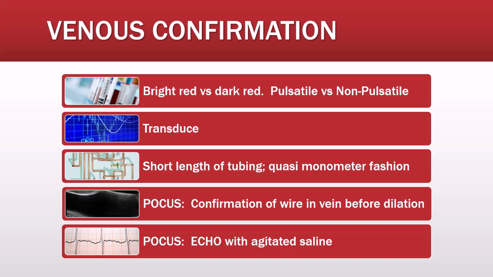Next, we could actually transduce off the needle of your insertion site. This is cumbersome and time-consuming. The equipment is not always available in the room when you need it. An alternative to this technique, which is more feasible, is what I would refer to as a quasi-manometer technique. Anesthesiologists have been doing this for many years. They take a 10 to 15 centimeter pressure transducer tubing found within their central line kit. They pre-flush it with normal saline. They attach it to their insertion needle, and they hold it 10 to 15 centimeters above the patient's insertion site.